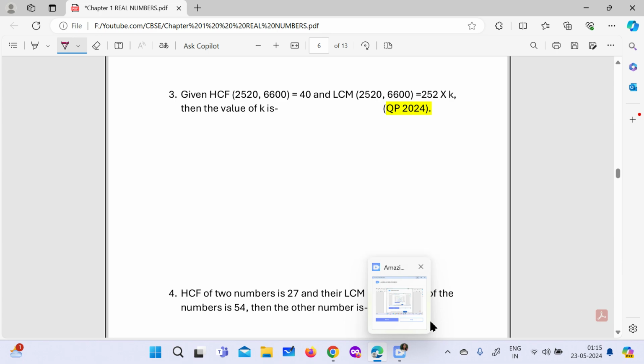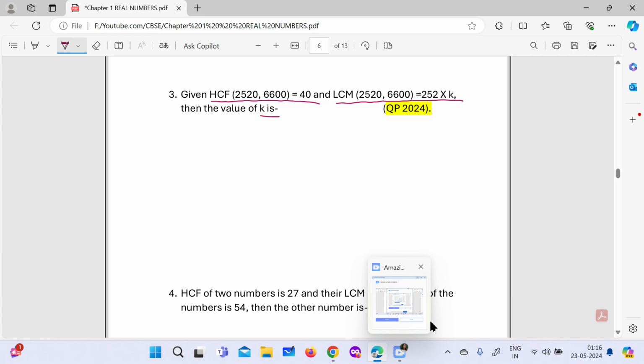So, this question has appeared in the question paper of 2024, the recent one. Your question is, given HCF of 2520 and 6600 is equal to 40. So HCF of 2520 and 6600 is 40, and the LCM is also given. LCM is 252 times K. So the numbers are given, the HCF is given, and the LCM is given. Now you have to find the value of K.